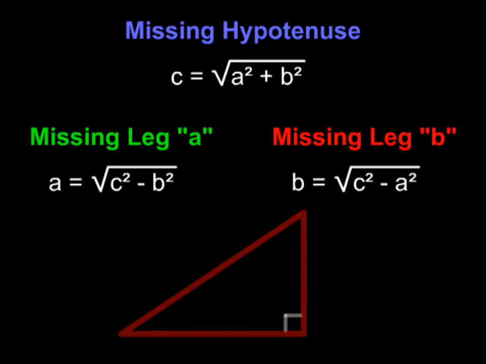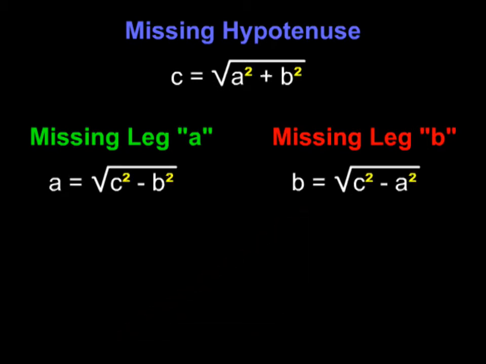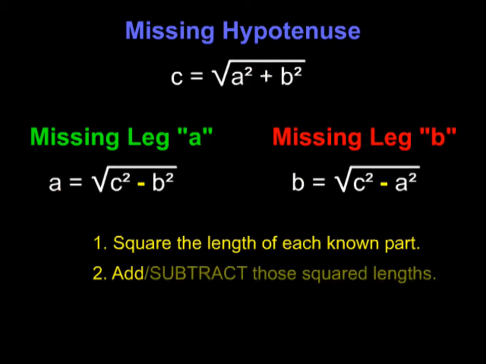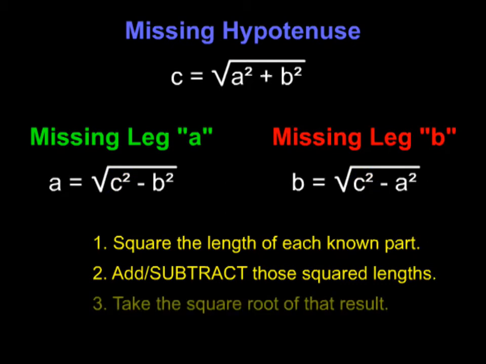Start by identifying which triangle part you're trying to figure out, hypotenuse or a leg. Square both known values. If you're missing the hypotenuse, add the squared lengths together. If you're missing a leg, subtract the smaller squared length from the larger. Finish by taking the square root of that.